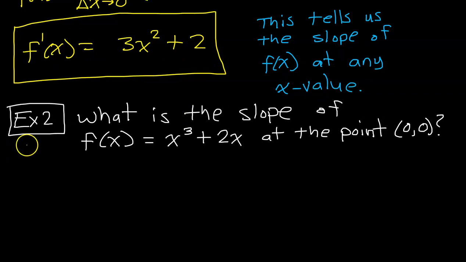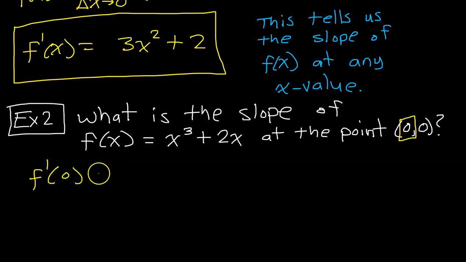So let's try it out. I'm calling it example 2, but notice this is the same function from example 1. So what is the slope of f of x at the point 0, 0? So notice that what we really need from this is just the x value. All right, that's what we're going to substitute into our derivative formula. So since we have the derivative formula, we're just going to use it.